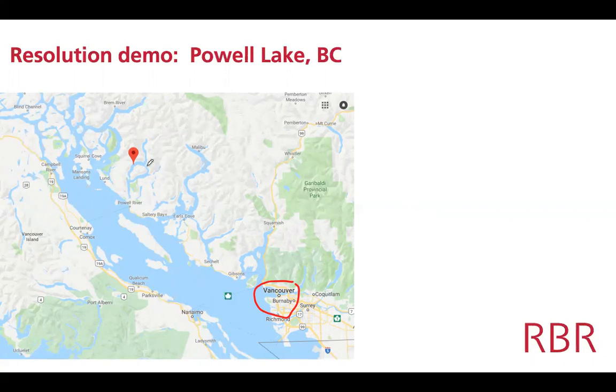So Powell Lake is this kind of strangely shaped lake on the coast of BC, a few hundred kilometers northwest of Vancouver, on the Sunshine Coast. Powell Lake used to be a fjord 10,000 years ago, before the land rebounded.